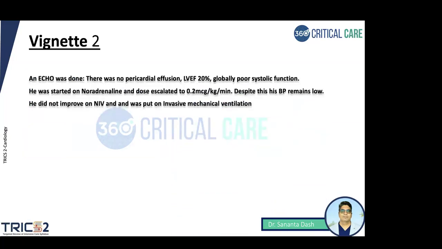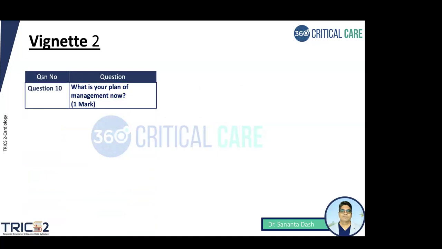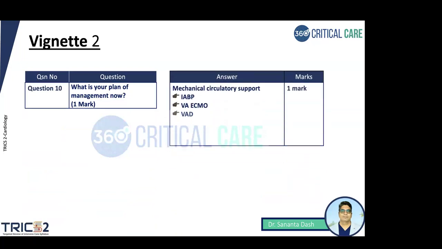These are the 5 functions that the NIV does in case of respiratory failure, in case of pulmonary edema. Okay. Now echo done, there was no pericardial effusion, ejection fraction was 20%, globally poor systolic function, started on noradrenaline, dose escalated to 0.2 microgram per kg per minute. Despite this, the BP remains low. He did not improve on NIV, and now he was put on invasive mechanical ventilation. What is your plan on management now?